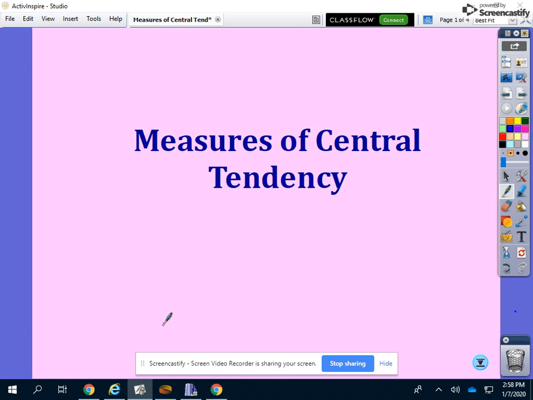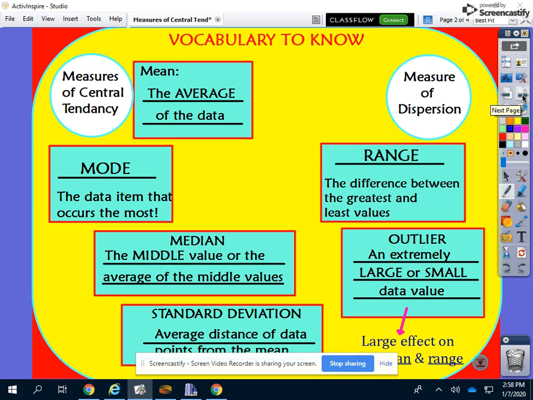Let's look at measures of central tendency for our statistics unit. First, start by completing the vocabulary as listed, as you can see. The first term is the mean. The mean is the average of your data. You may remember that previously you were to add your numbers together and divide by how many there are to find the mean.